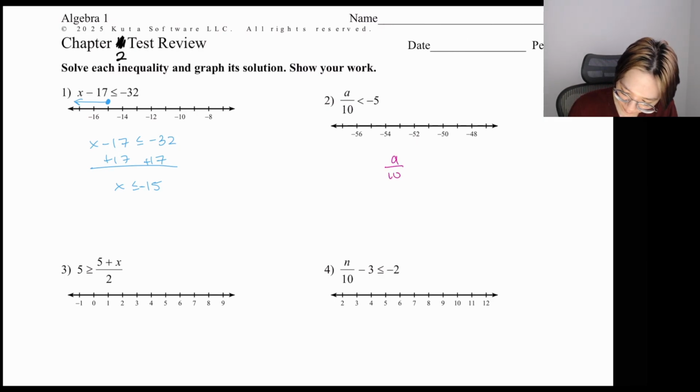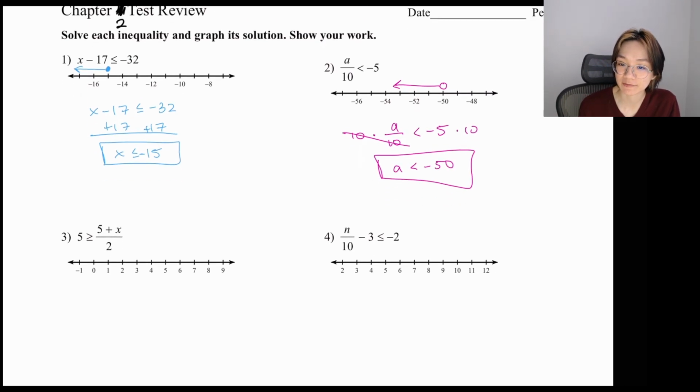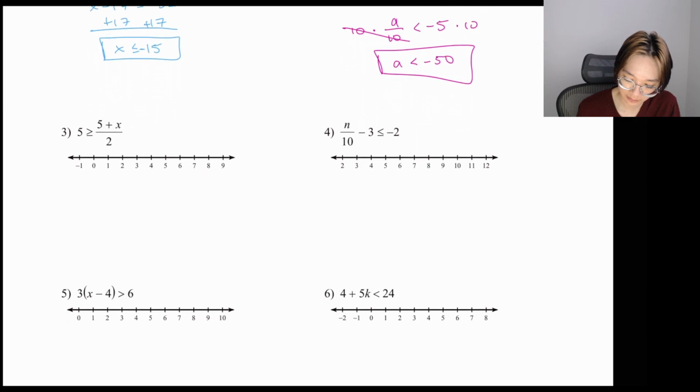Second one, a divided by 10 is less than negative 5. Multiply both sides by 10 to get rid of that 10. A is less than negative 50. Where's negative 50? It's right here. So it's going to be an open circle because it can't be equal to negative 50, and it's less than. It's this way. And even if there's not a lot of work, if you're nice to me, you'll box your answers, so it can be easy for me to find out where your answer is.